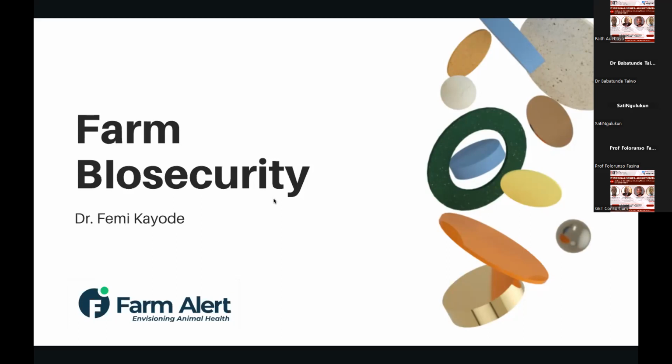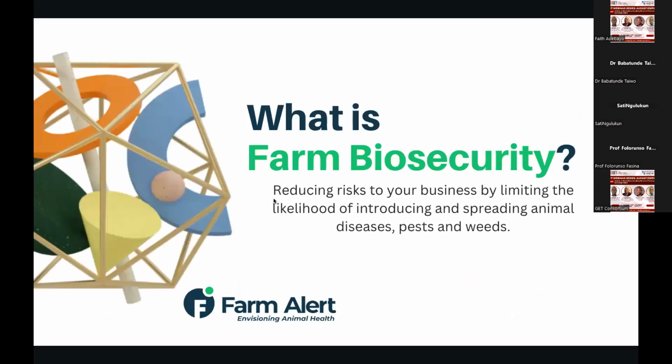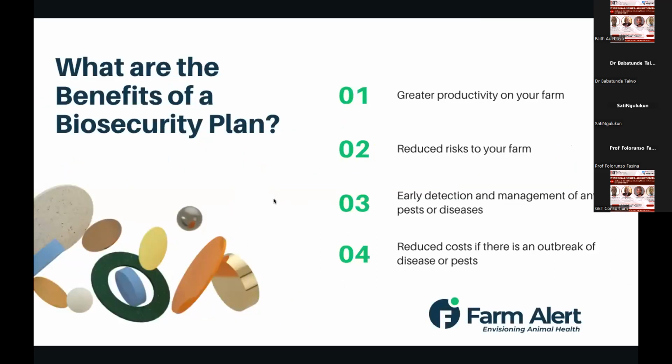So I'm going to take it simply and quickly because of our time. So what is biosecurity? It's simply reducing the risks on your business, or at this point in time on a farm or on a nation, by limiting the likelihood of introducing and spreading disease across the various regions in concern. So what are the benefits of a biosecurity measure? Well, if you reduce disease incidents, you could enhance productivity on your farm, or our farmers in Nigeria, as the case may be, in the case of anthrax.